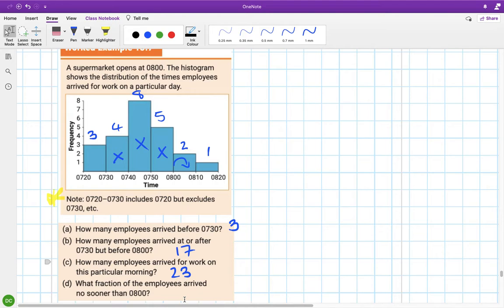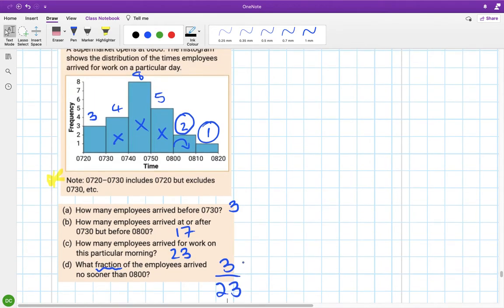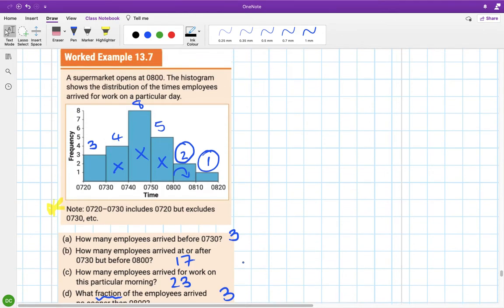What fraction of the employees arrived no sooner than 8 a.m.? That's weird language, but no sooner than 8 a.m. means they arrived at or after 8 a.m. So it's these people and these people. So 3, and it's a fraction, so it's 3 out of 23. I don't know why they're using that weird language there. So the fraction who arrived no sooner than 8 a.m. is 3 out of 23.